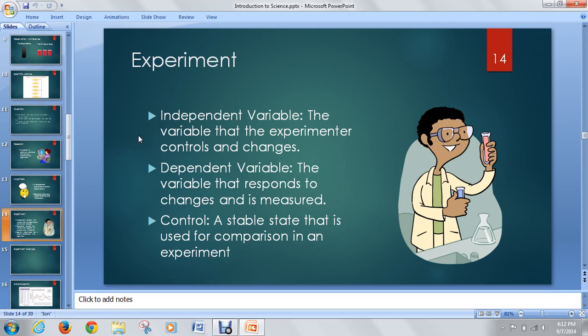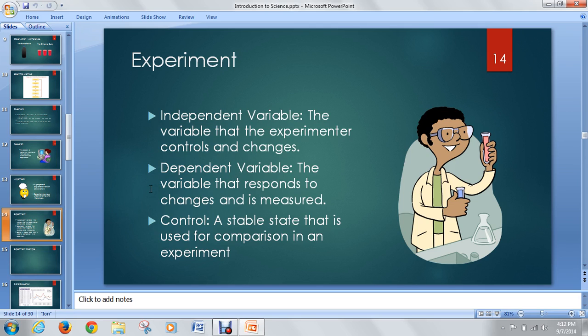So maybe you are testing the different amounts of salt in water, and you fill the different cups with different amounts of water. It's something that you determine, that you predetermine, and that you can change throughout the experiment. Then there's the dependent variable, which is what will naturally respond to those changes.